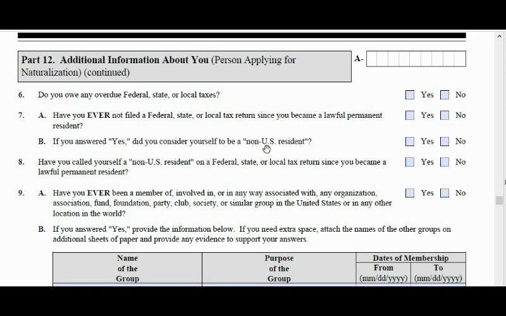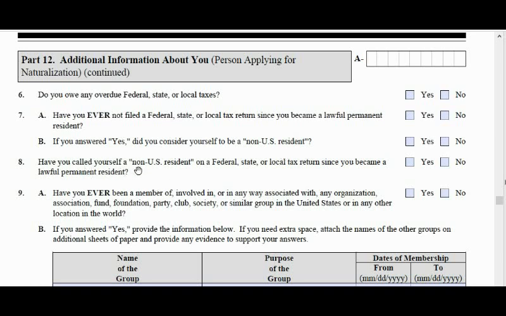So, do you consider yourself not to be a US citizen? If it's yes, like you never file a federal or state tax, then they ask you if you consider yourself a non-citizen, a non-US resident. Okay. So if it's the case, you check yes. If it's no, you check no.